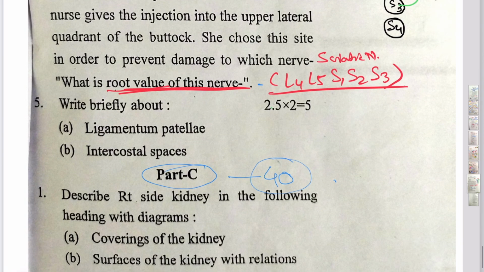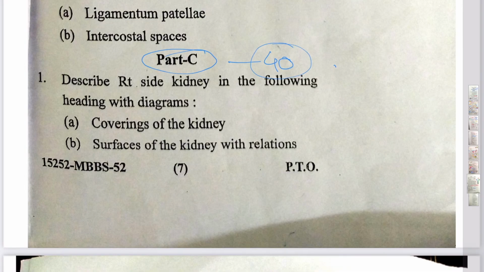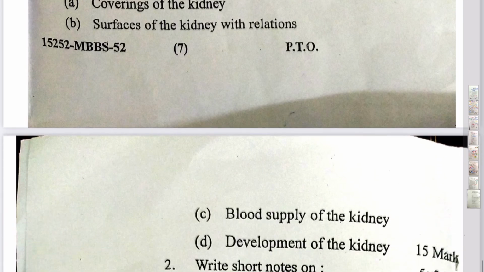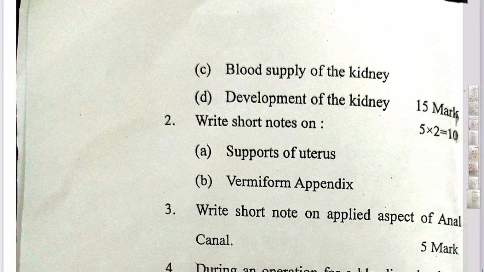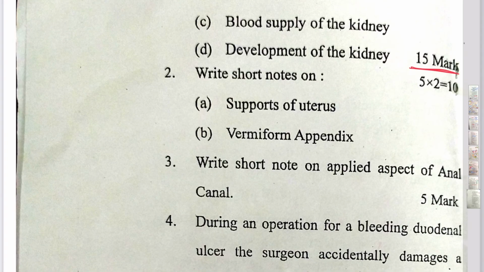The question was, write briefly, 2.5 marks, 2 questions: ligamentum patellae and intercostal spaces. Part C, 40 marks. Question number 1 was, describe the right side kidney under the following headings with diagrams: coverings of the kidney, surface of the kidney with the relations, blood supply of the kidney, development of the kidney. This was of 15 marks, a long question. Then there were 2 short notes on supports of uterus. I have just described the supports of the uterus for you in this MCQ portion. And vermiform appendix. These were 5 marks questions.